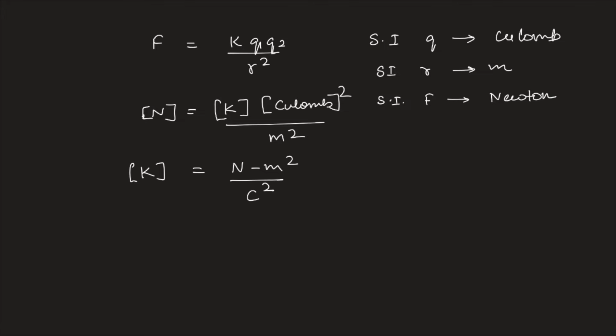And this value of K, I want you to remember, 9 into 10 to the power of 9 Newton meter square upon Coulomb square, is generally valid for vacuum or air. It's not very accurate for air, but fine, we can say it is generally valid for vacuum or air.